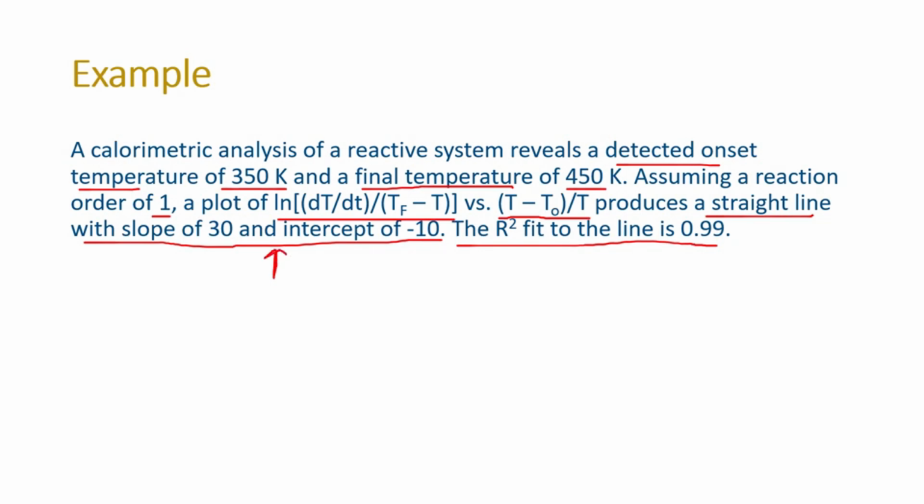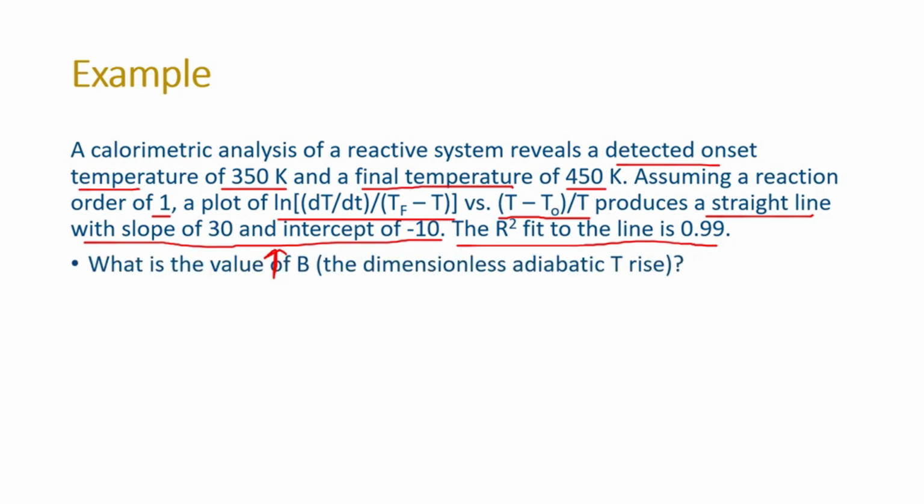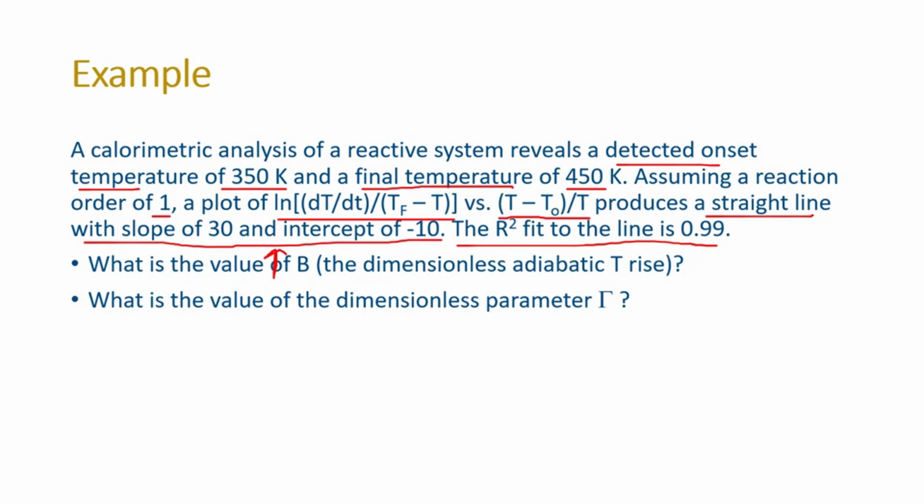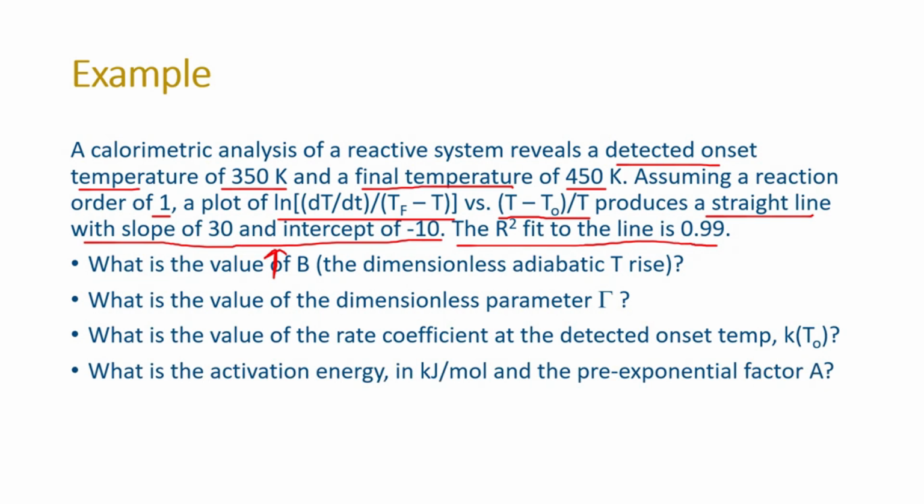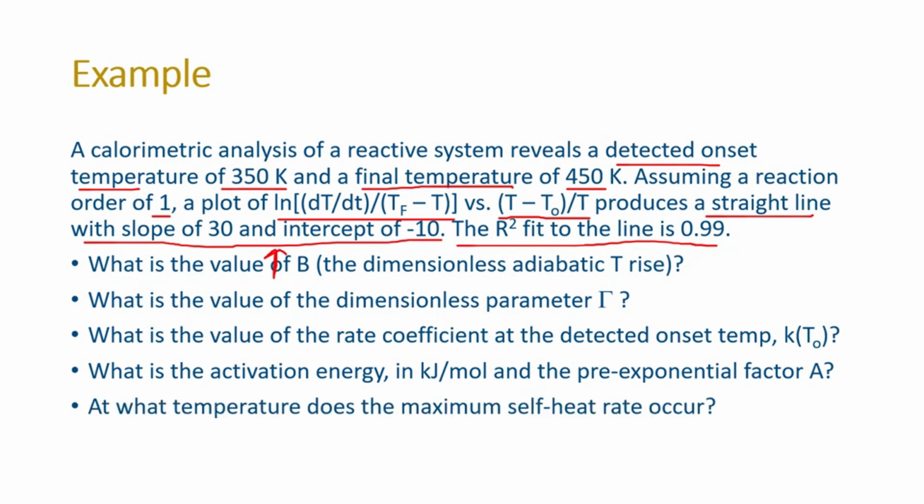So given this information, this starting point, which describes the temperature versus time data that we should have and the results of linearizing it, the questions that we're going to answer are: What is the value of B, which is the dimensionless adiabatic temperature rise? What is the value of the dimensionless parameter sigma, which is our dimensionless activation energy? What is the value of the rate constant at the detected onset temperature? What is the activation energy and the pre-exponential factor in our Arrhenius expression for the rate constant? And at what temperature does the maximum self-heat rate occur?